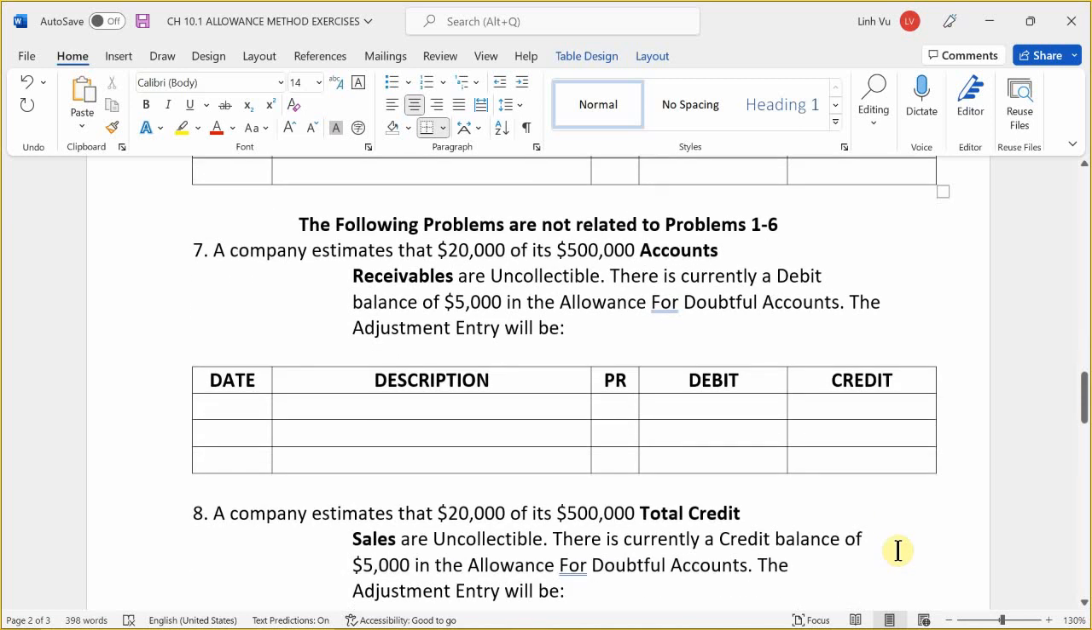All right, so let's go ahead and practice that idea. We're going to go through more examples so we can get this. The following problems are not related, obviously, to problems 1 through 6. These are all separate. If a company estimates that 20,000 of a 500,000 accounts receivable is to be uncollectible, and there's currently a debit balance of $5,000 in the allowance for doubtful accounts.